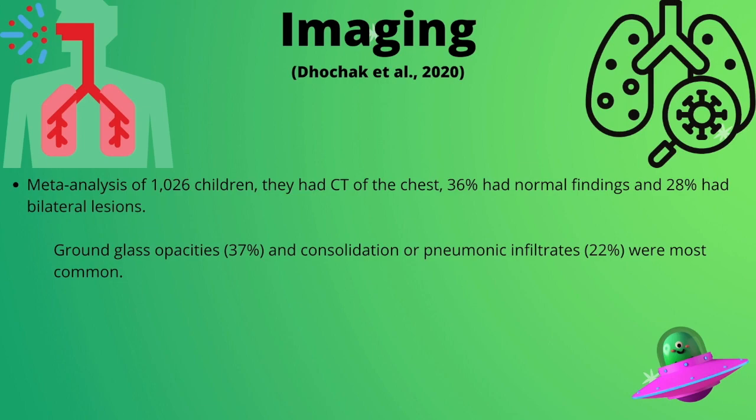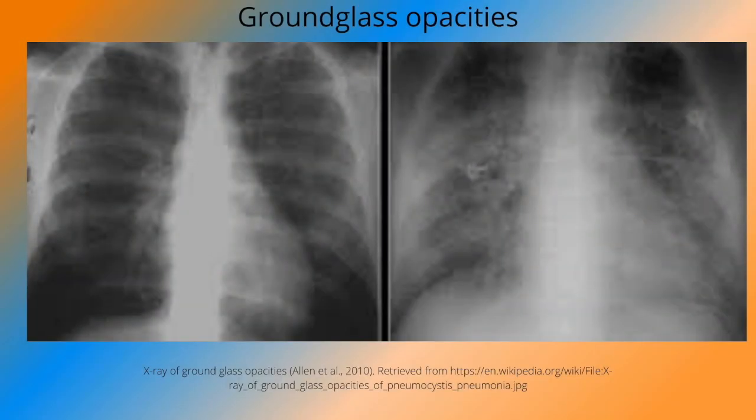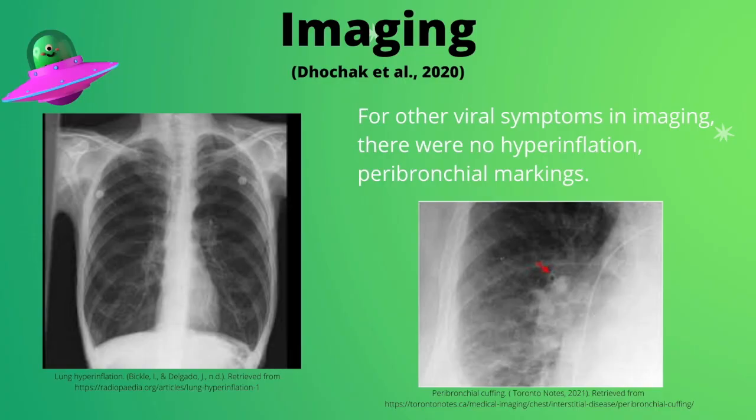For imaging, there was a meta-analysis of 1,026 children. They had CT of the chest. 36% had normal findings and 28% had bilateral lesions. The ground glass opacities were found in 37%, and consolidation, or the pneumonic infiltrates, found in 22%, were most common. Ground glass opacity on X-ray is usually found in patients with pneumonia or pulmonary edema.